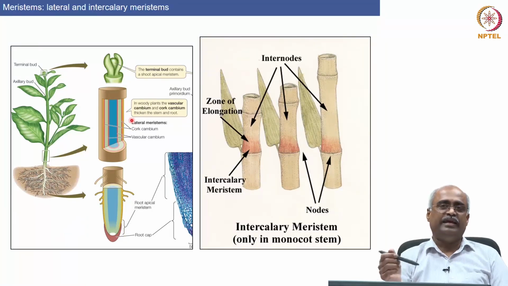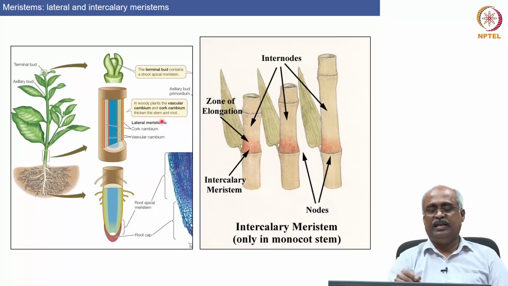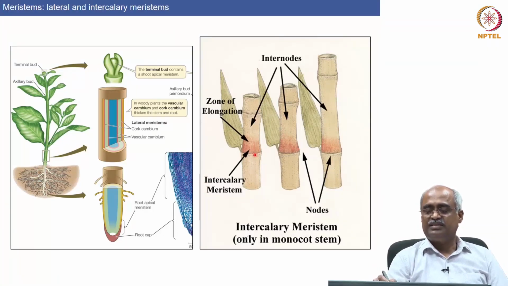And this is primarily in the dicots, and monocots have additional meristem distributed differently and contributing in a different manner. So instead of having continuous inner layers, lateral meristems, they are present or disposed within the adult cells, and these are called the intercalary meristem. So this is like the node, and just next to the node you have these intercalary meristems disposed among the adult cells, like differentiated cells.